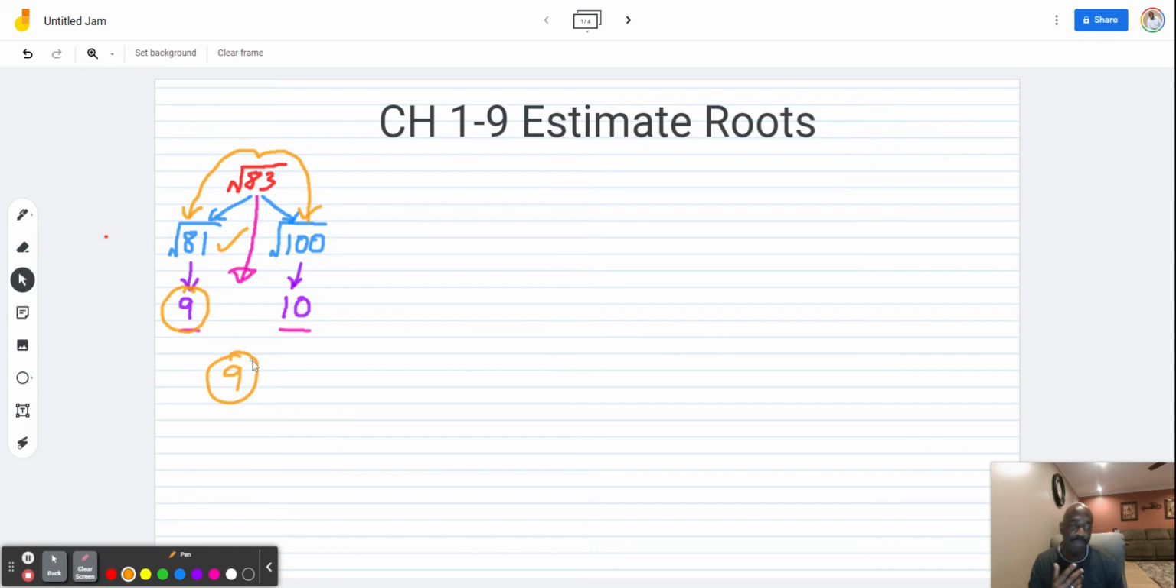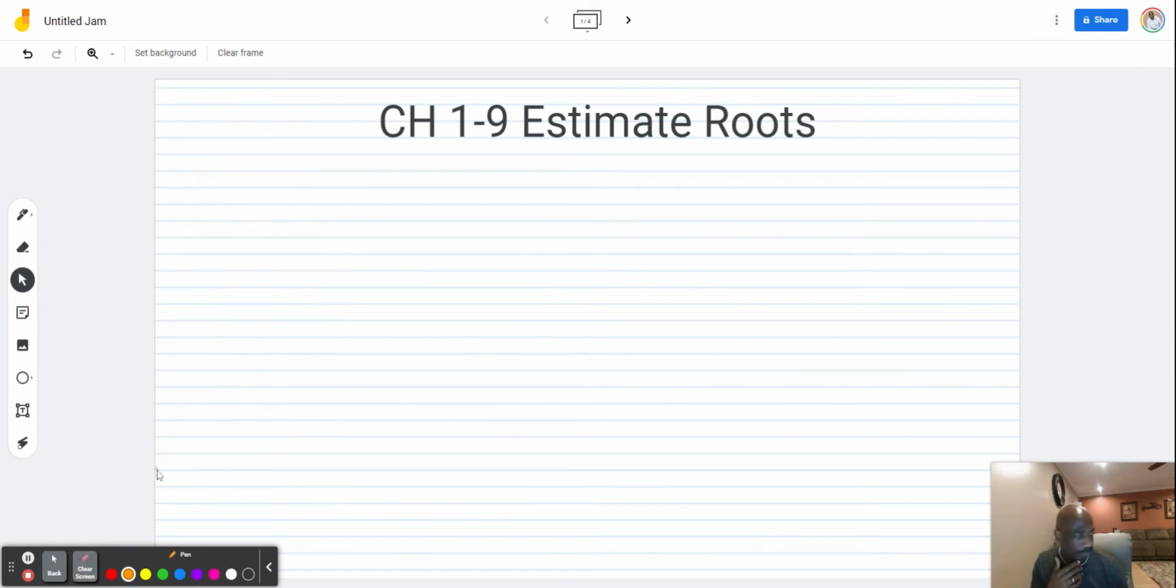Now, when you actually plug in the square root of 83, you will get 9 point something, but it'll be closer to 9 than it is to 10. All right, so let's look at this. Matter of fact, on that last one, I think the square root of 83 is 9.1. It's really close to 9. It really is.